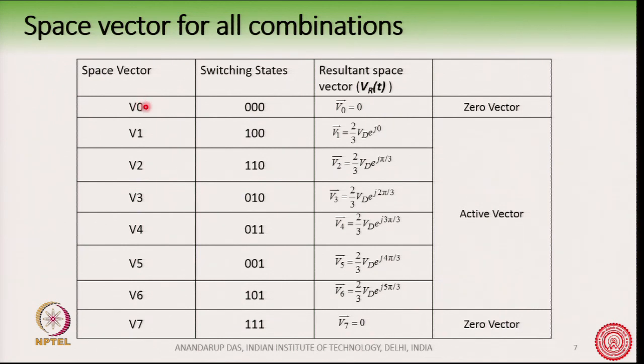So for these 8 switching states, we find that there are 2 combinations, 0 0 0 and 1 1 1, which produce a resultant space vector of 0, and so they are termed zero vectors. The resultant load phase voltage space vector has 0 magnitude for these 2 switching states. For the other combinations, you have the 6 active vectors, termed V1, V2, V3, V4, V5 and V6. All these active vectors have the same magnitude of 2/3 Vd, but the angle is changing.